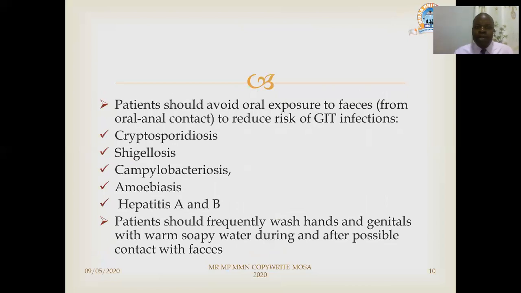So patients should avoid oral exposure to feces from oral-anal contact to reduce risk of GIT infections. Here we are talking of our colleagues who like having sex via rectal, anal. So you find that their GIT will be exposed to fecal matter, which may bring about GIT infections. So these GIT infections include cryptosporidiosis, shigellosis, campylobacteriosis, amoebiosis, hepatitis A and B.